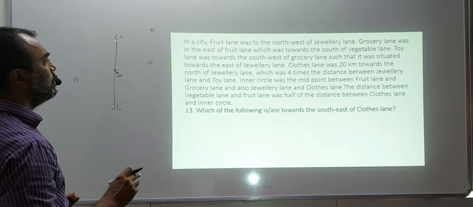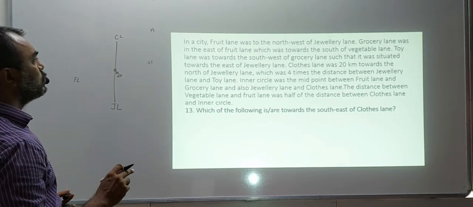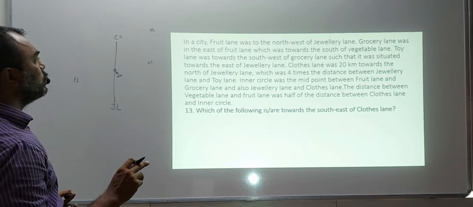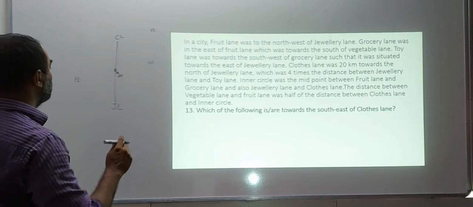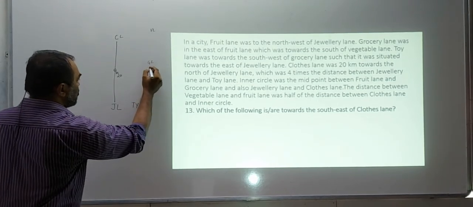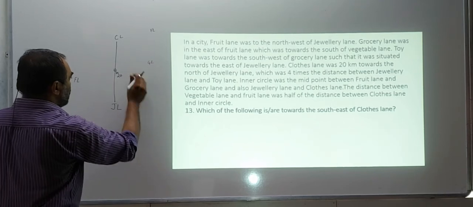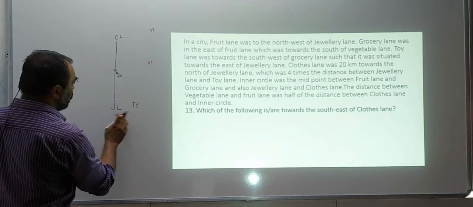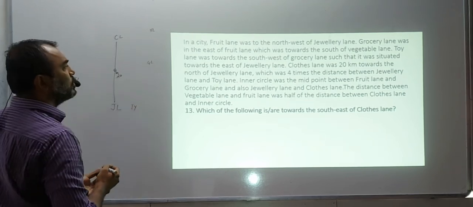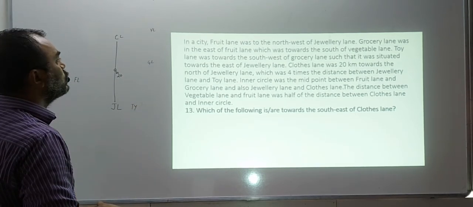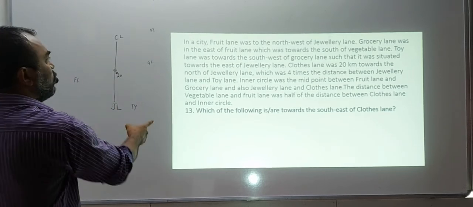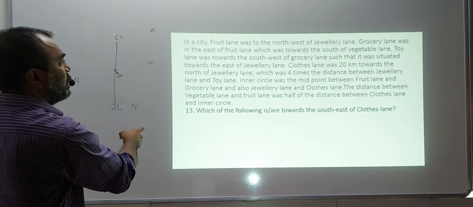So Toy Lane is to the southwest of Grocery Lane, such that it was situated toward the east of Jewelry Lane. So Toy Lane is to the southwest of Grocery Lane, but to the east of Jewelry Lane. So Toy Lane should be somewhere around here. Toy Lane was towards the southwest of Grocery Lane. It was situated toward the east of Jewelry Lane. So east, here, this side.